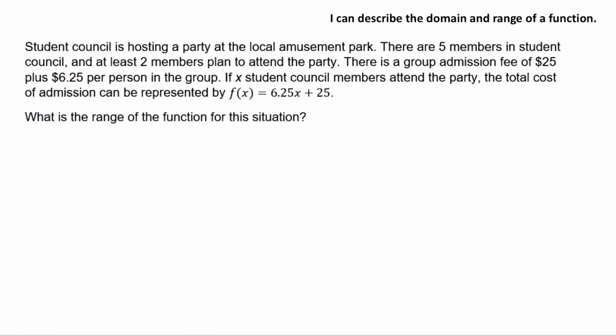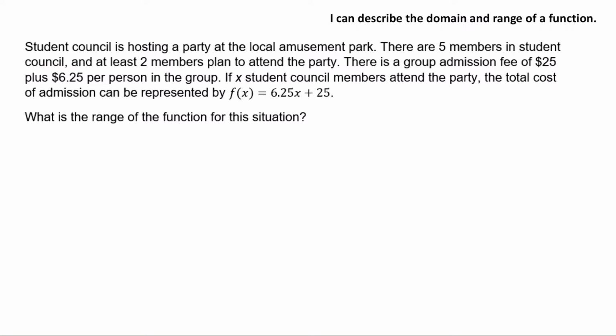So let's try this problem. Student council is hosting a party at the local amusement park. There are 5 members in student council, and at least 2 members plan to attend the party. There's a group admission fee of $25 plus $6.25 per person in the group. If X student council members attend the party, the total cost of admission can be represented by f of x equals 6.25x plus 25. What is the range of the function for this situation?